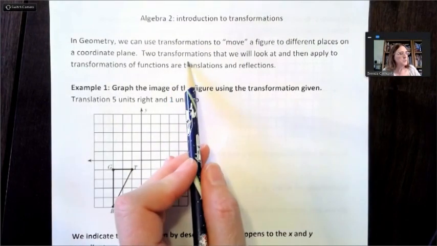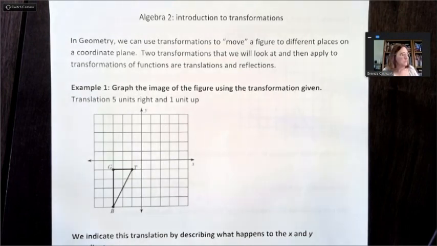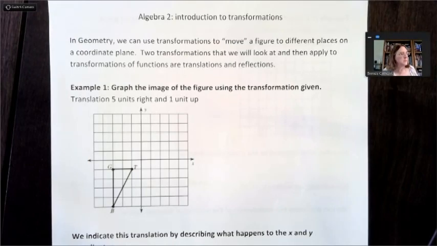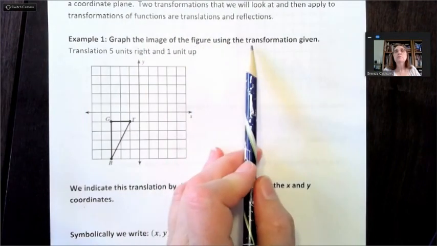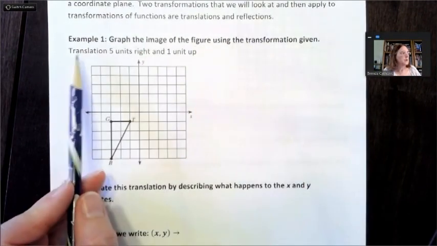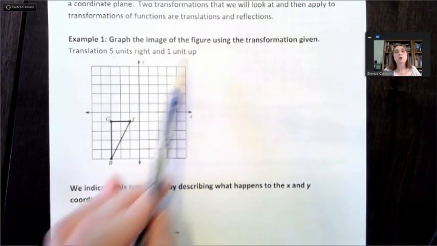Two of the transformations that we're going to look at and then apply to transformations of functions are translations and reflections. In our first example, we're going to do a translation. We want to graph the image of the figure using the transformation given. And in this case, we want to do a translation 5 units right and 1 unit up.